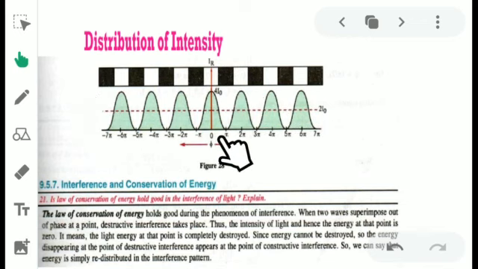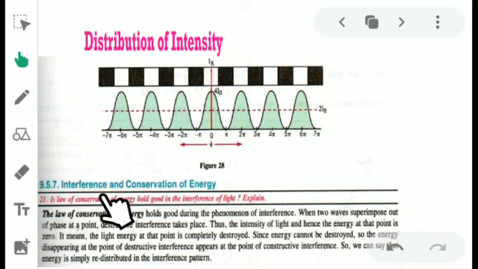At phase difference pi, the dark band is formed, then 3 pi, 5 pi, that way the dark bands. The bright bands are at 2n pi: n equal to 1 is 2 pi, and n equal to 0 is the bright point, that is the central maximum. Here the width of the central maximum and all the other bright bands is the same.